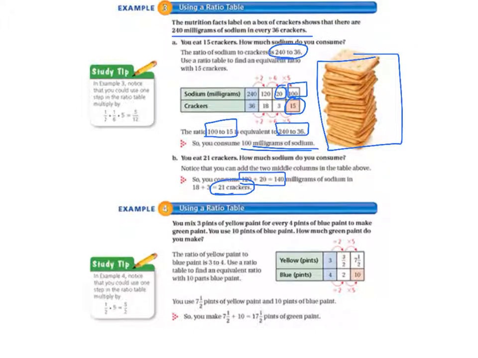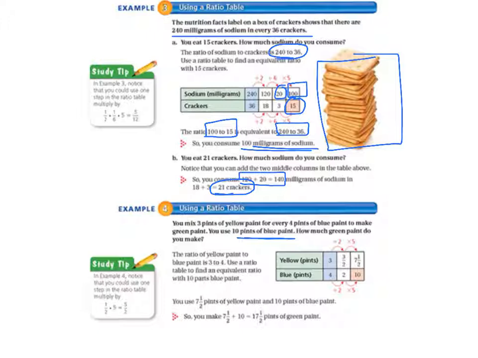Example 4. We're using a ratio table. We mix 3 pints of yellow paint for every 4 pints of blue paint to make green paint. We use 10 pints of blue paint. How much green paint do we make? The ratio of yellow paint to blue paint is 3 to 4. Use a ratio table to find an equivalent ratio with 10 parts of blue paint.